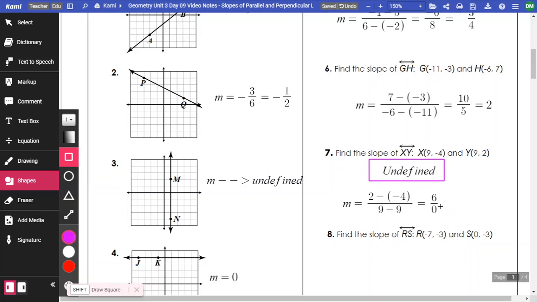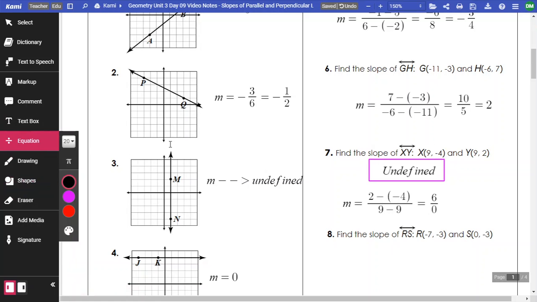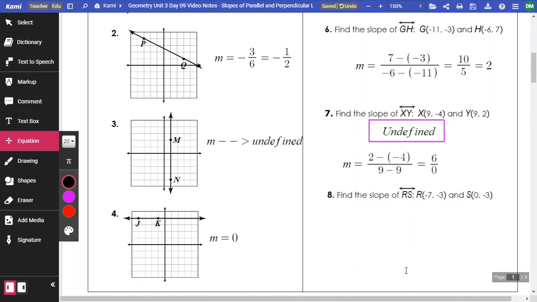6 divided by 0 is not 0. I will take you back to Algebra 1 land if you do that to me. It hurts me, so don't do it. 6 divided by 0 is undefined.